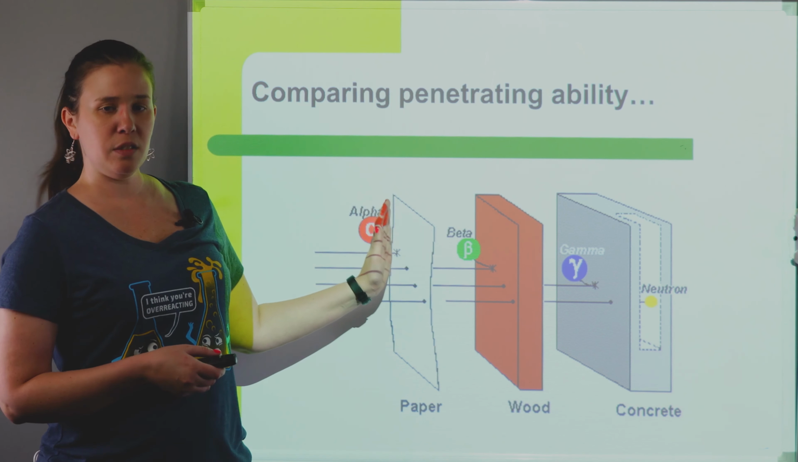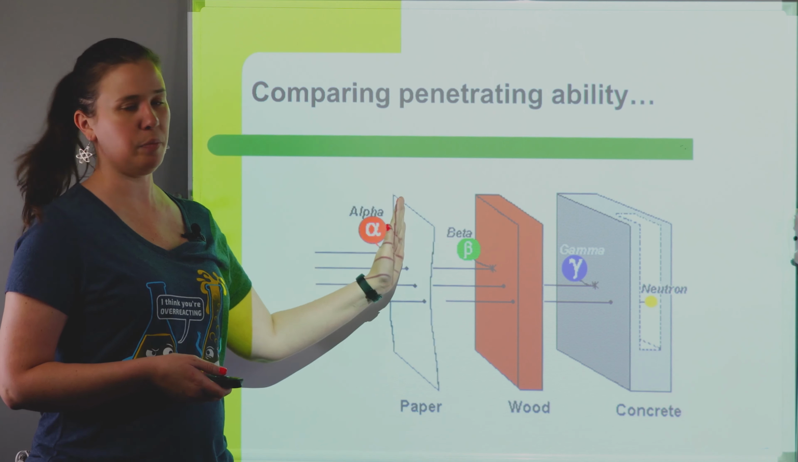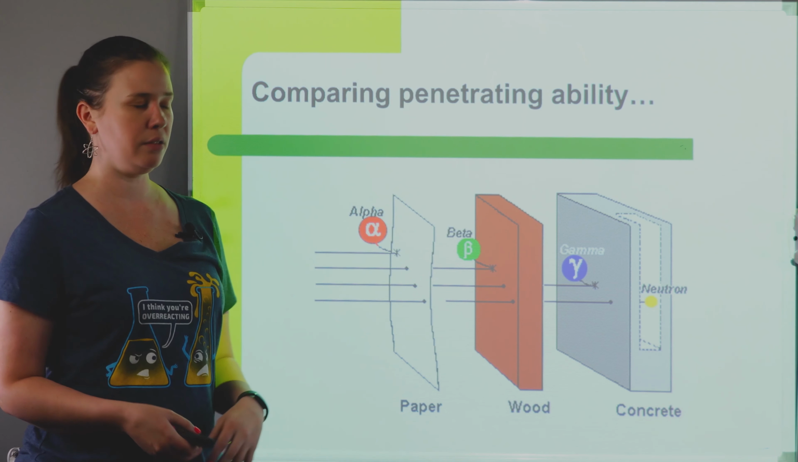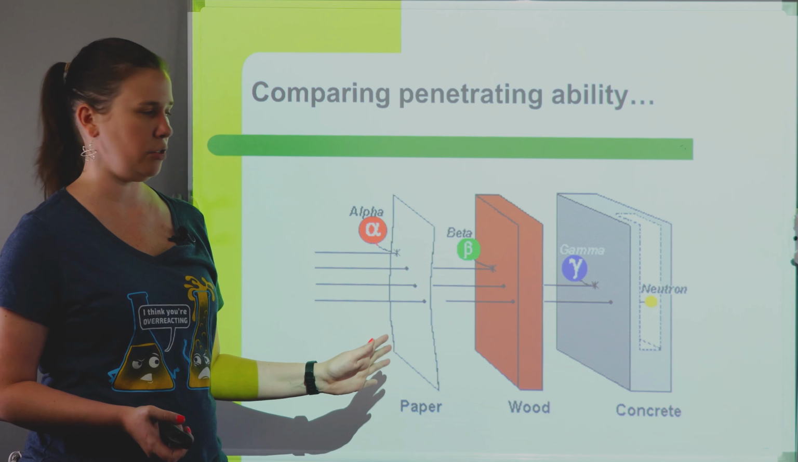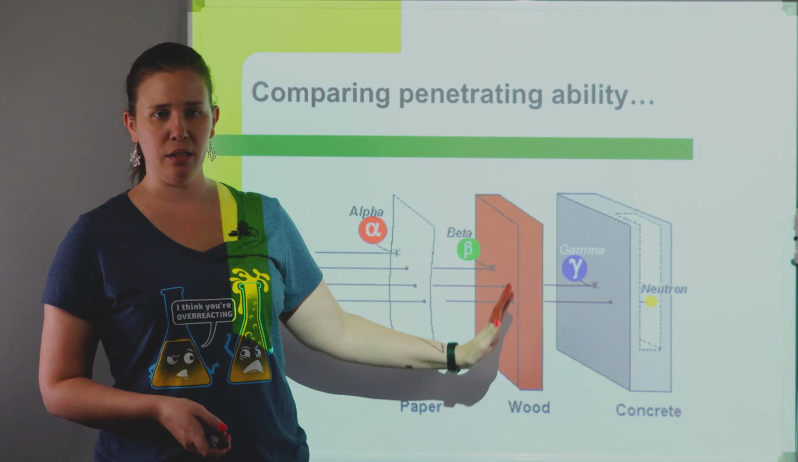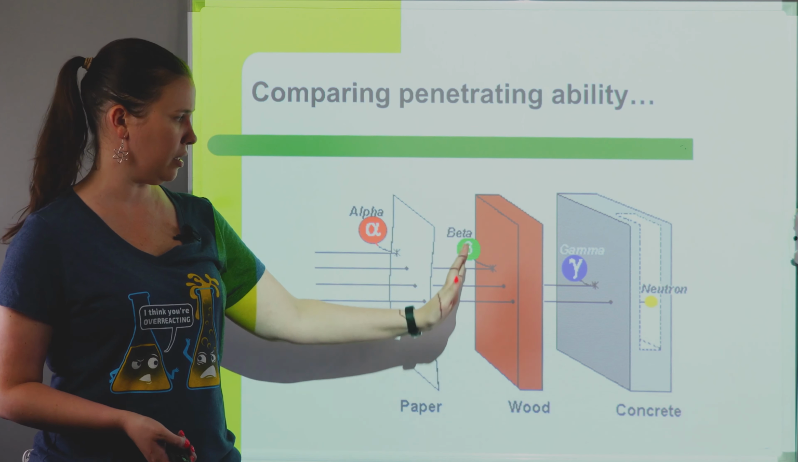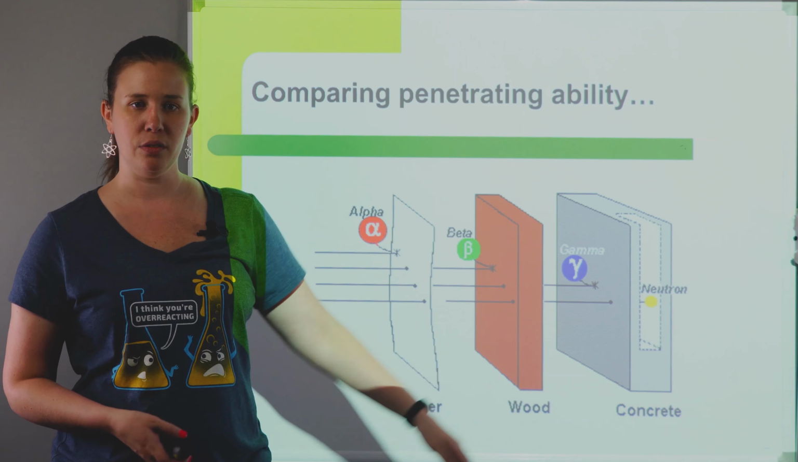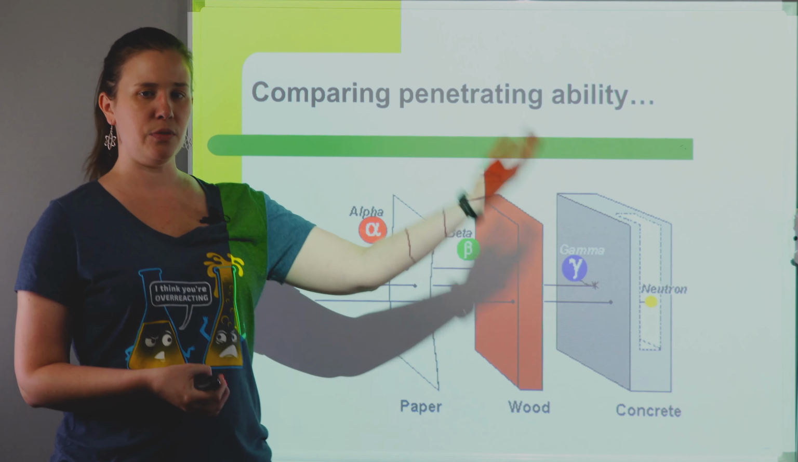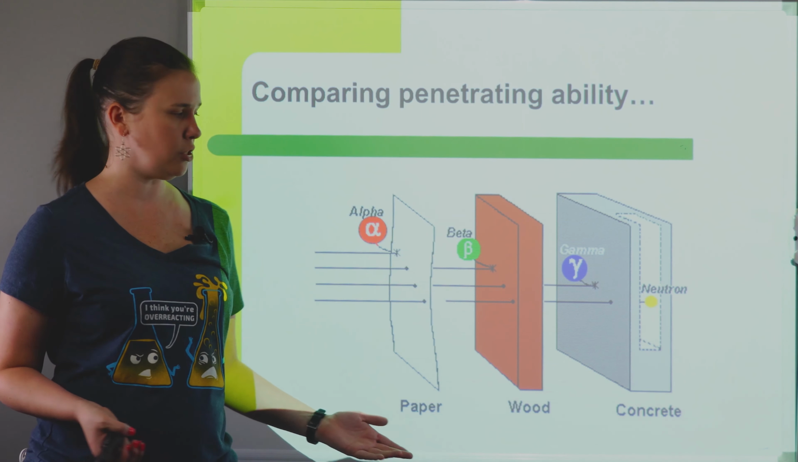Alpha having the lowest penetration would be blocked by a piece of paper, blocked by your skin, fairly innocent type of radiation. Whereas beta, and remember the proton would be about the same thing, could be blocked by wood. So sheltering in your house as opposed to being outside would be sufficient protection.